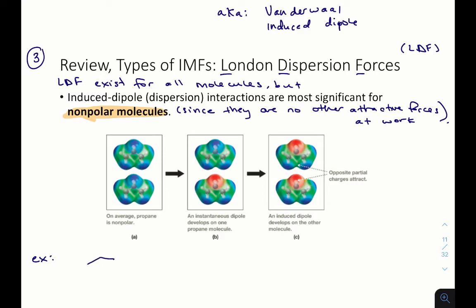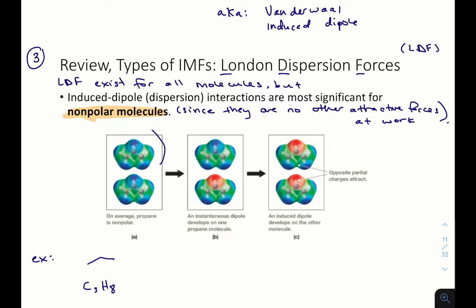We'll look at propane as an example of a molecule for which dispersion forces are the predominant intermolecular force of attraction. Propane, being made of just carbon and hydrogen, is a nonpolar molecule. All the bonds are nonpolar. However, electrons are constantly in motion.